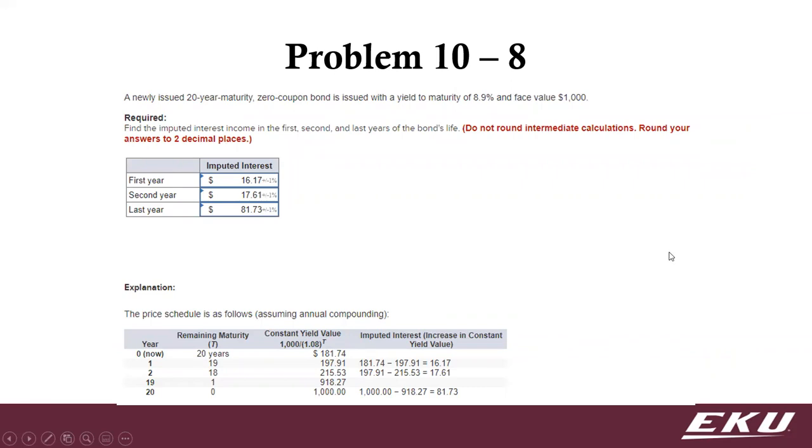Okay, here's problem 10.8, the 8th problem in chapter 10. Right. And so we have a 20-year zero coupon bond. We have a yield to maturity, and then the face value is $1,000. That's the par. Right. And then they're asking us what is the imputed interest rate. So I have down here how we would calculate that. So you see like 1, 2, and then 19, 20. So for the first, second, and then the last year is what we're doing. Again, pause that as needed.